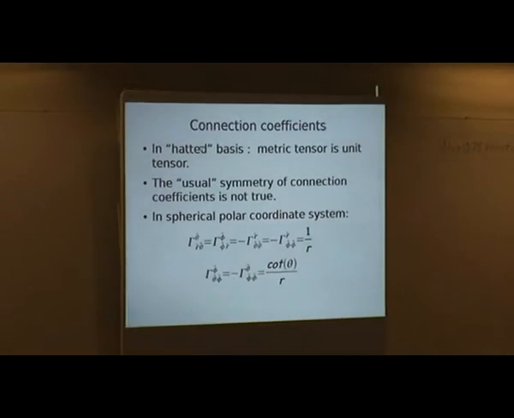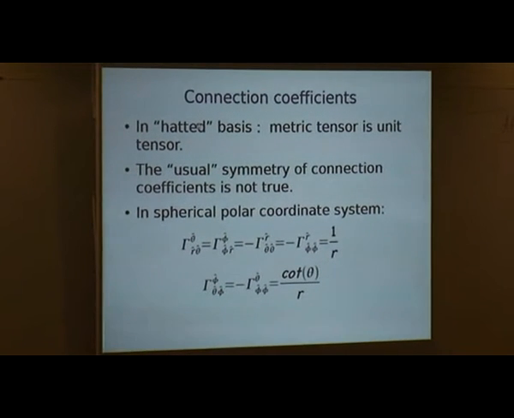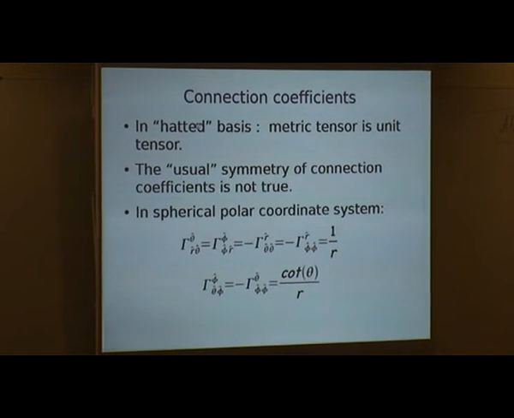Okay. So there are some surprises in the hatted basis. If you are working in, for example, a spherical polar coordinate system or such a non-Cartesian system, we expect the metric tensor not to be a unit tensor. But once we go over to the hatted part, it is the unit tensor. The second one is that the usual symmetry of the connection coefficients is lost, the symmetry with respect to changing the indices and so on. For example, gamma theta r theta is not gamma theta theta r or minus that.